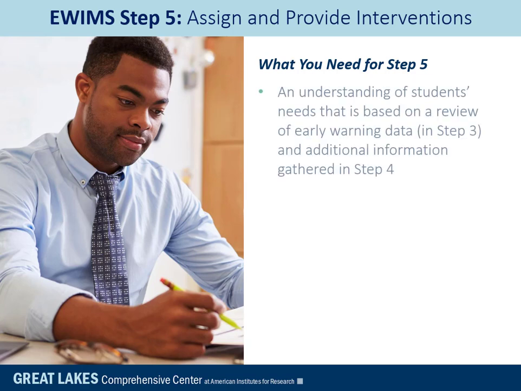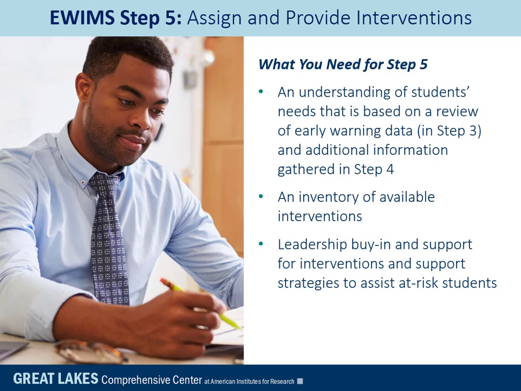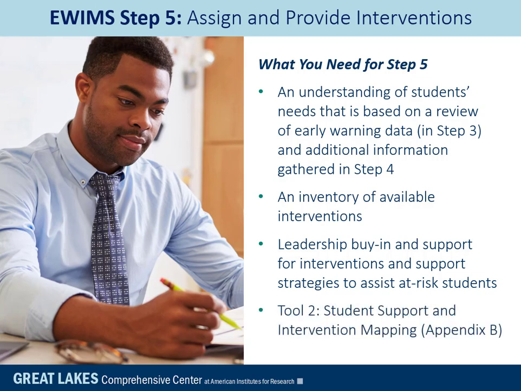During Step 5, the EWIMS team matches individual students to specific interventions after having gathered information about potential root causes for students who have been flagged and the academic and behavioral support and intervention programs available in the school, district, and community. The first time you go through Step 5, the team will compile an inventory of supports and interventions available to students. Creating the inventory informs EWIMS teams about the supports and interventions that are available and where there are gaps.